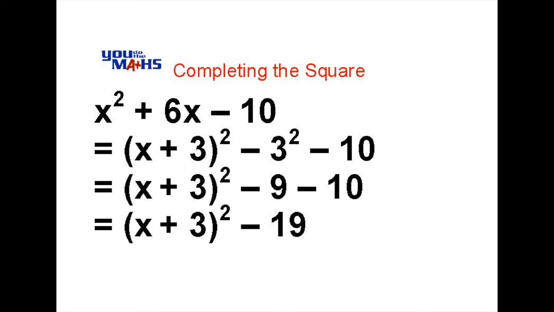Now the connection to the graph of the quadratic equation that we spoke about earlier is that the value in the bracket, plus 3, can help us find the line of symmetry, or the x value of the turning point. The x value of the turning point will be the opposite of that, so it'll be negative 3. The minus 19 at the end helps us find the y value of the turning point, and the y value of the turning point in this case is negative 19.